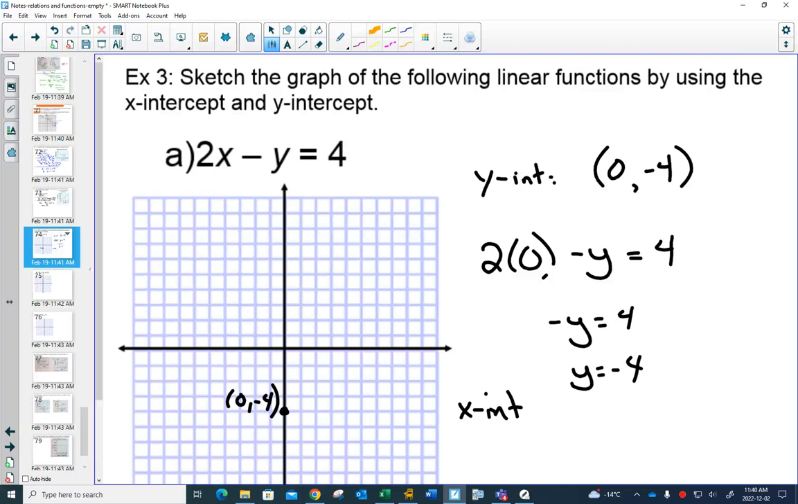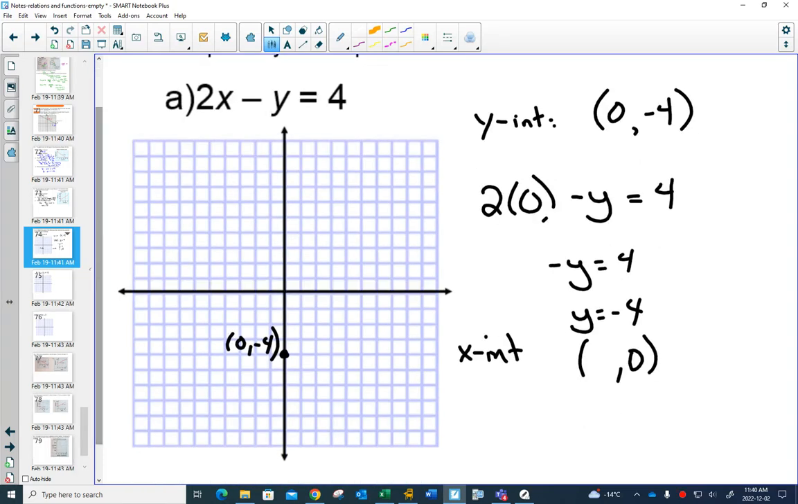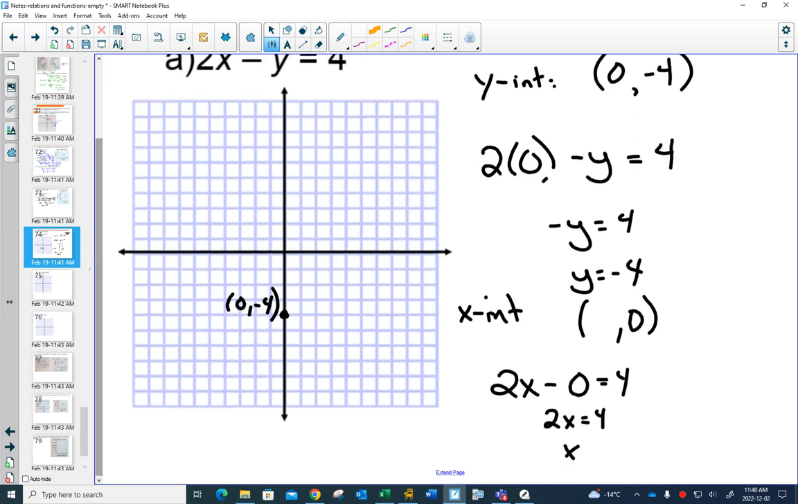For an x-intercept, what do we know? We know the y-coordinate has to be 0. If we put that into the equation, we don't know x, but we'd subtract 0 and it's supposed to equal 4. Now you can probably figure out what x has to be. If 2x is equal to 4, what's x? 2. So you have (2, 0) as your x-intercept.